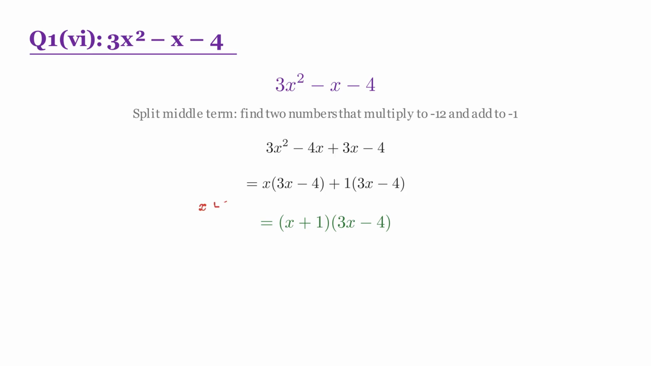Set each factor to 0. x plus 1 equals 0 gives x equals negative 1, and 3x minus 4 equals 0 gives x equals 4/3. The coefficients are a equals 3, b equals negative 1, c equals negative 4.